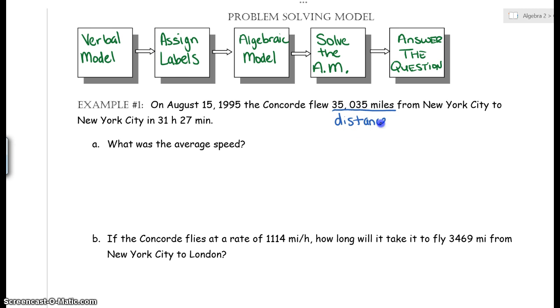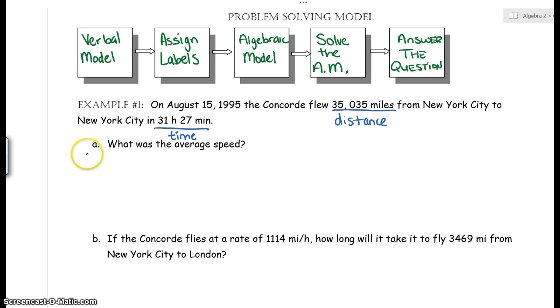They also provide us with how long it takes. Well, that will be our time. The question below asks, what is the average speed? Now, if you remember from your science class, there's a correlation between rate and time. So what we want to look at is the verbal model.